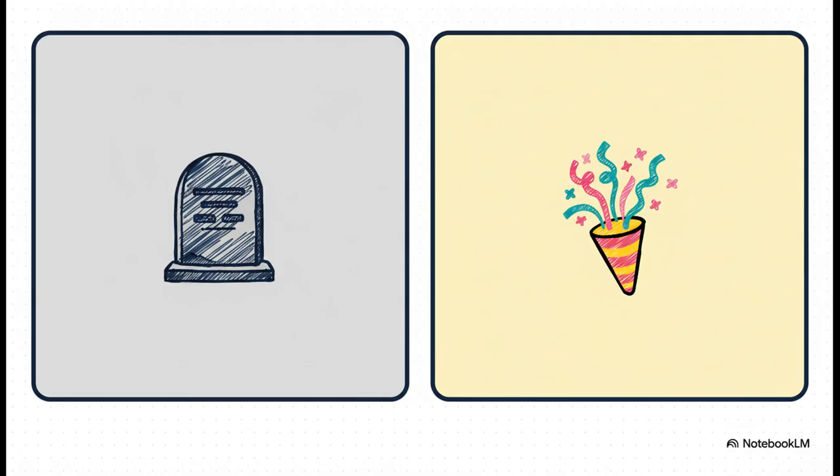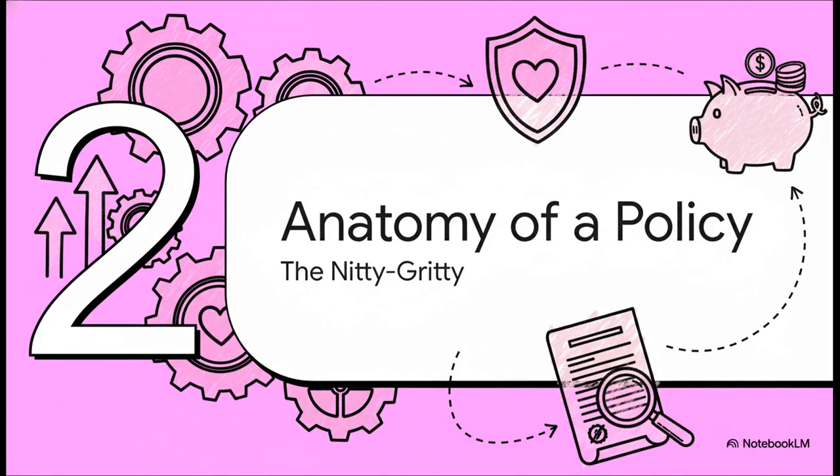But then there's also something called a survival benefit, which is kind of the opposite. It's a payout you get if you actually outlive the policy term. All right, let's move on and look at the anatomy of a policy. All that jargon you see in the contract, it's super important to understand what it all means so you know exactly what you're getting into.